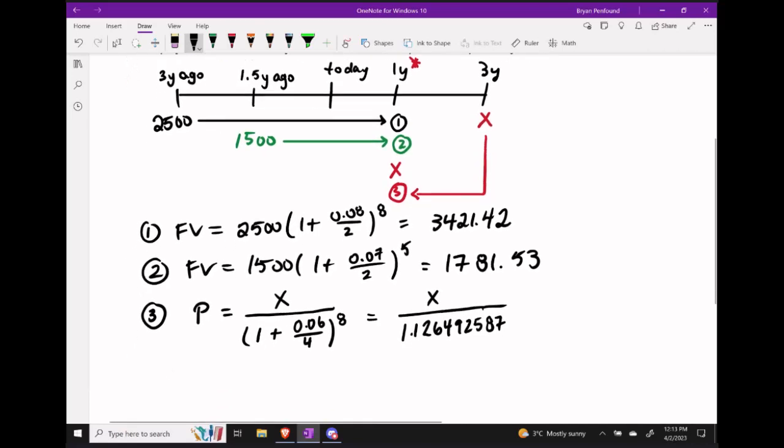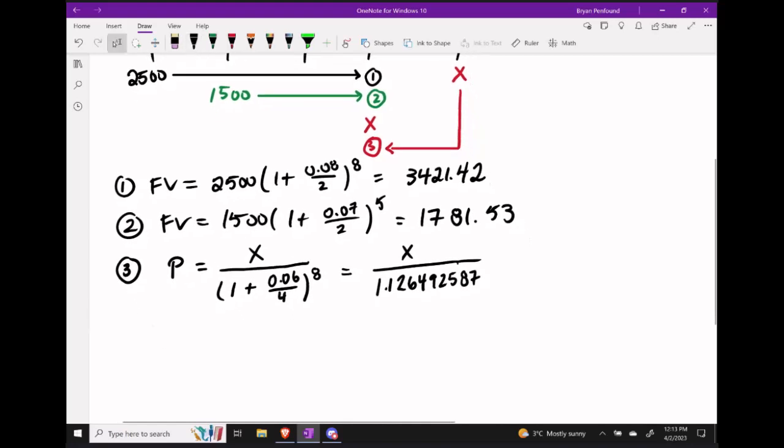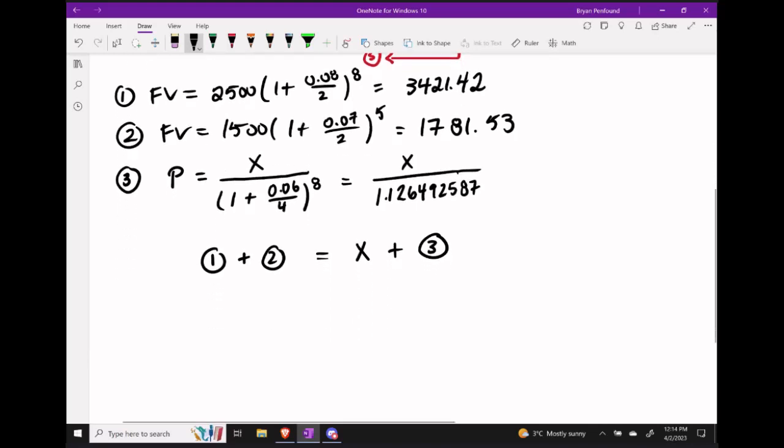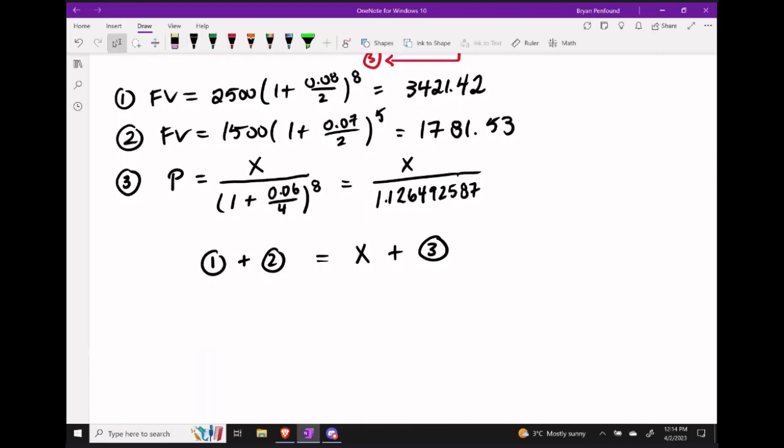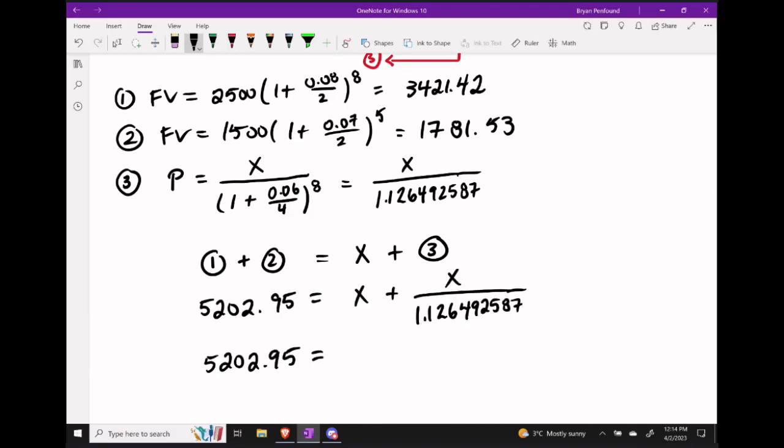So now we should be in good shape to compare our payment streams. We know that we need to take the values we obtained from 1 and 2, and this should have the same fair market value as an equal size payment plus the principal amount that we calculated in step number 3. Adding up steps number 1 and number 2 gives 5,202.95. So our next step is going to be to simplify the right-hand side.